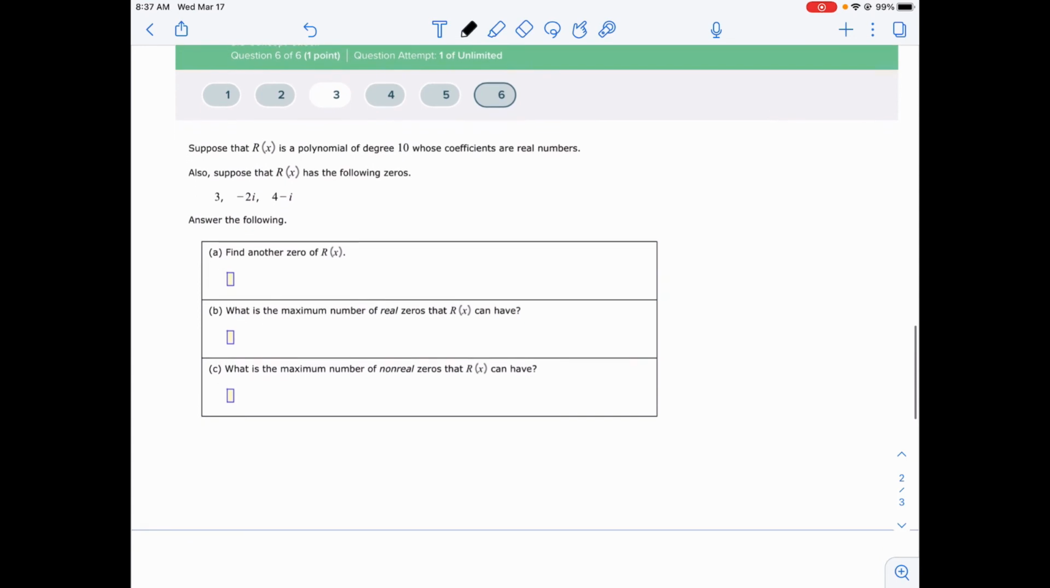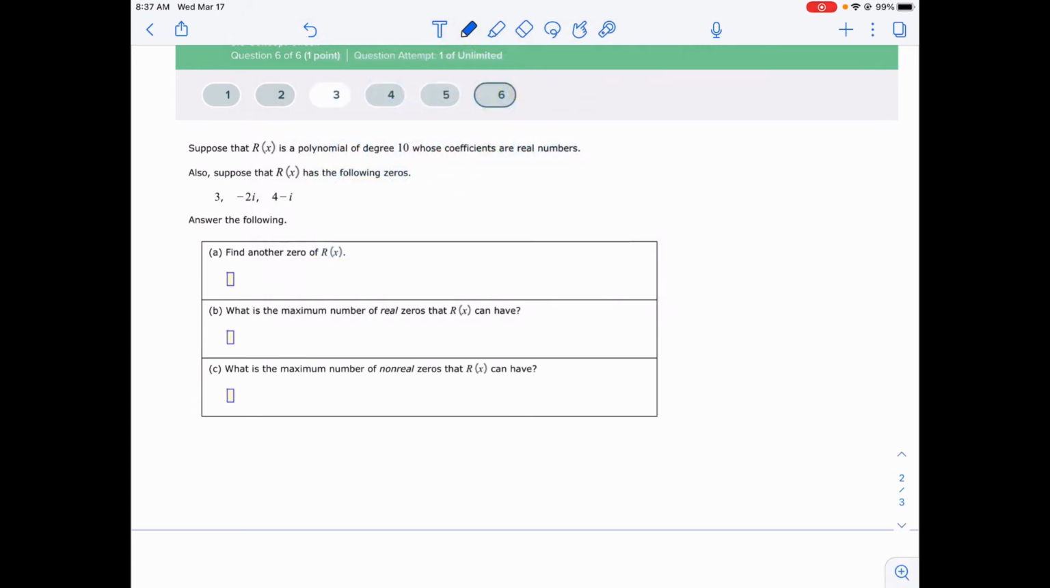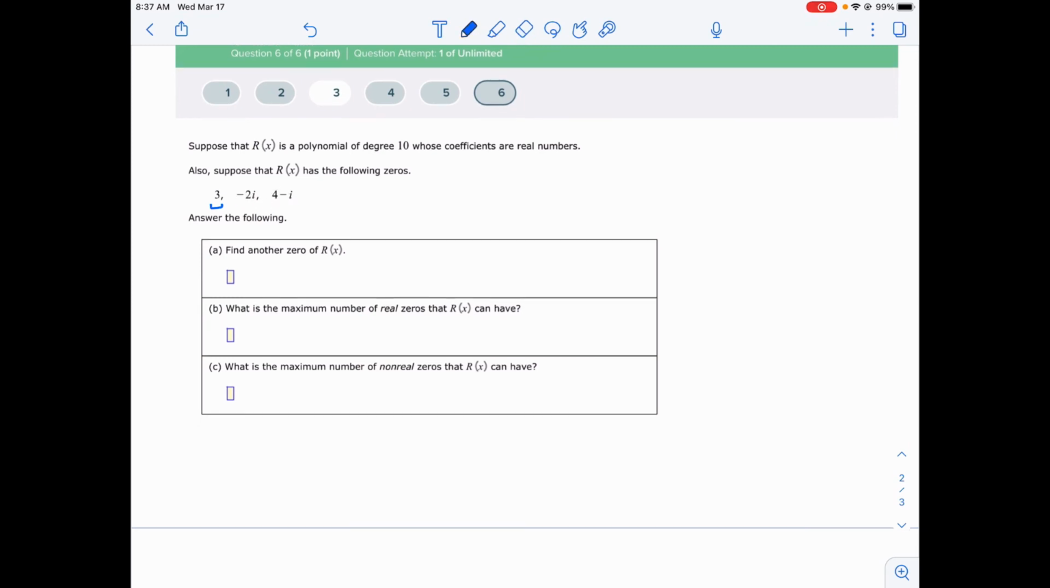And then the fourth problem kind of brings together a lot of little things. So we've got to kind of pick it apart here. So let's see. It says find another 0 of r of x. Well, they've given you 3 zeros right now. They've given you 1 real and 2 non-reals. What you can do to find one of your other solutions is to just take the conjugate of one of those complex solutions. So in this case, you could put 2i, or if you wanted to, you could take 4 plus i, the conjugates of these two.